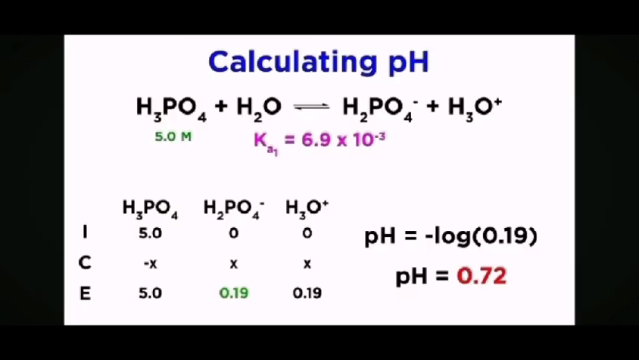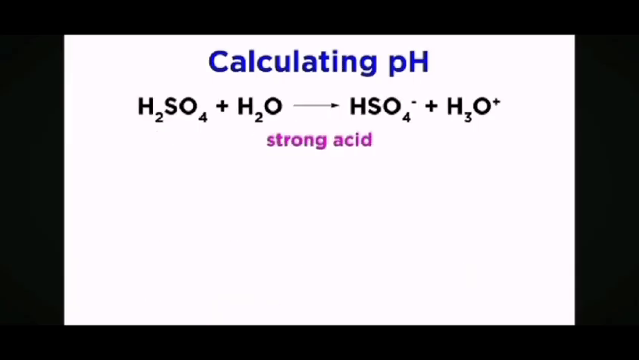Then we understand that the solution is also 0.19 molar in H2PO4-, since that is the other product of the first deprotonation, and given that Ka2 is on the order of 10 to the negative 8, we can see immediately that not enough hydronium will be generated to make a difference in terms of the pH.